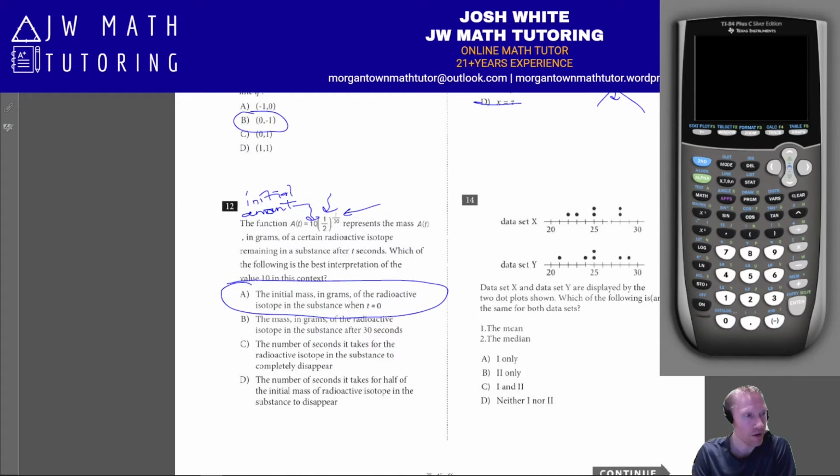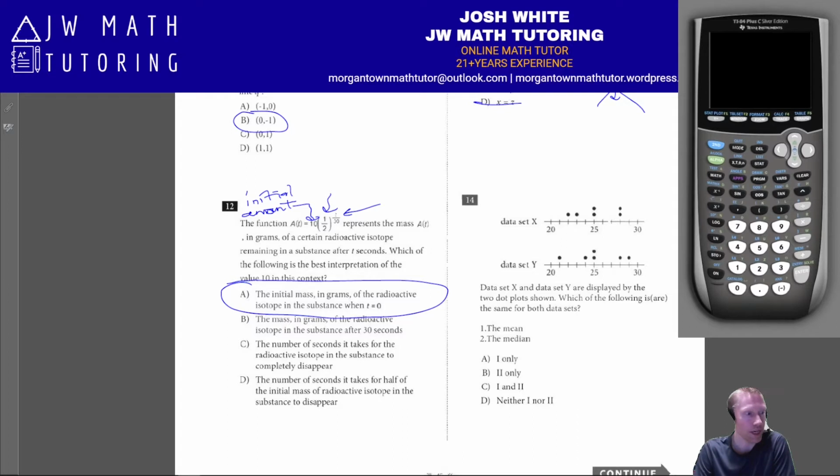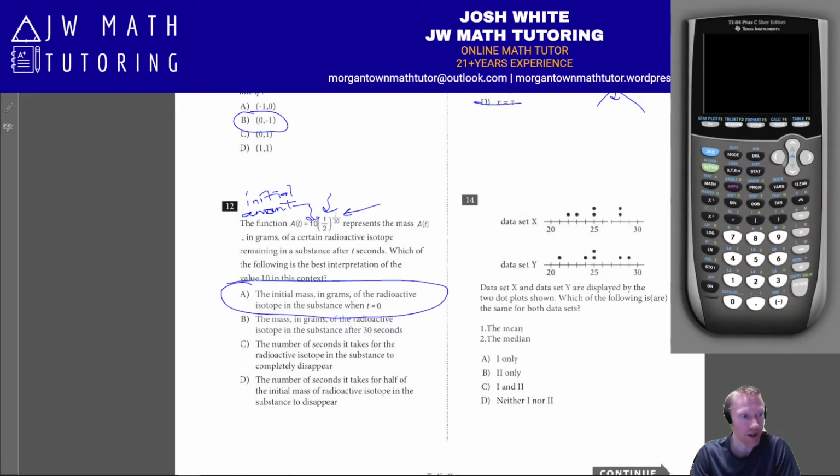14, we have another data set problem where, just make sure we can see the whole problem here, and then we'll bring the calculator back, where we basically have 2 dot plots, and it wants to ask about the difference between the mean and median. So first, if you are unable to look at these and just figure out the difference between the mean and median just by looking at them, that's totally fine. Go to the graphing calculator and plug in the values, and then just compare them.